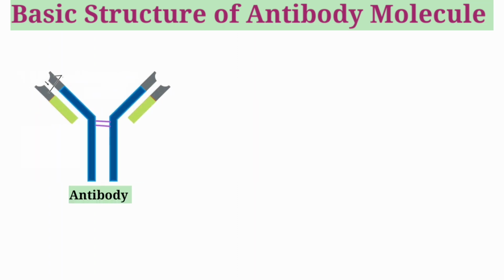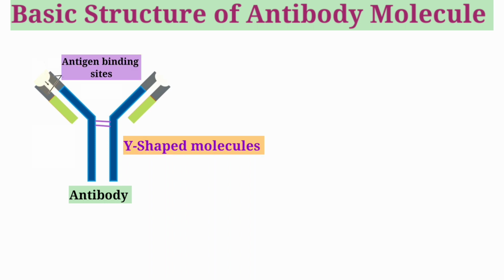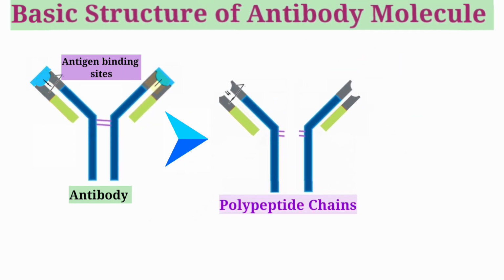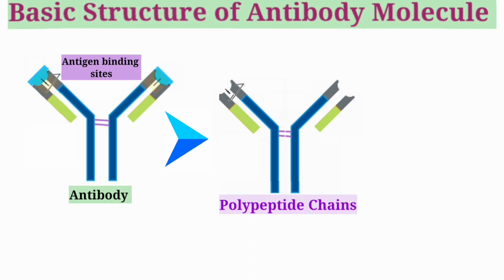Basic structure of antibody molecule. The simplest antibodies are Y-shaped molecules with two identical antigen binding sites, one at the tip of each arm of the Y. Antibody has a common structure of four polypeptide chains, two identical light chains and two identical heavy chains.